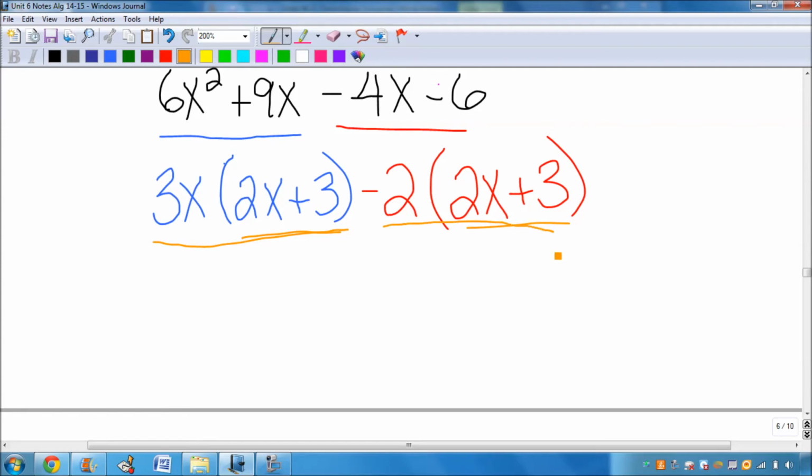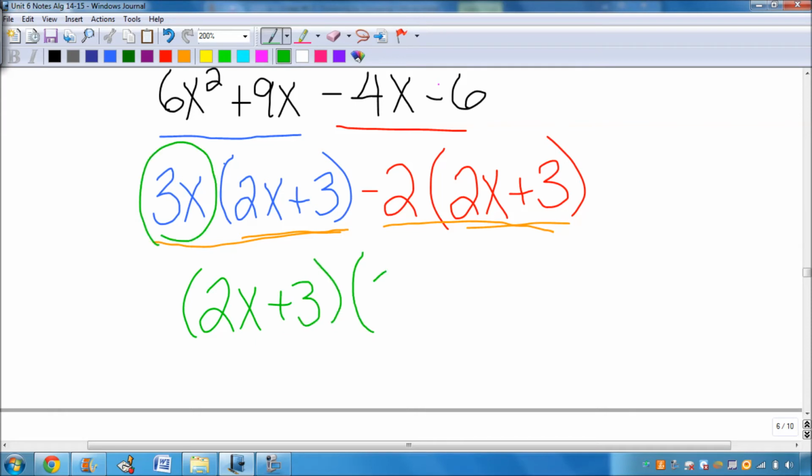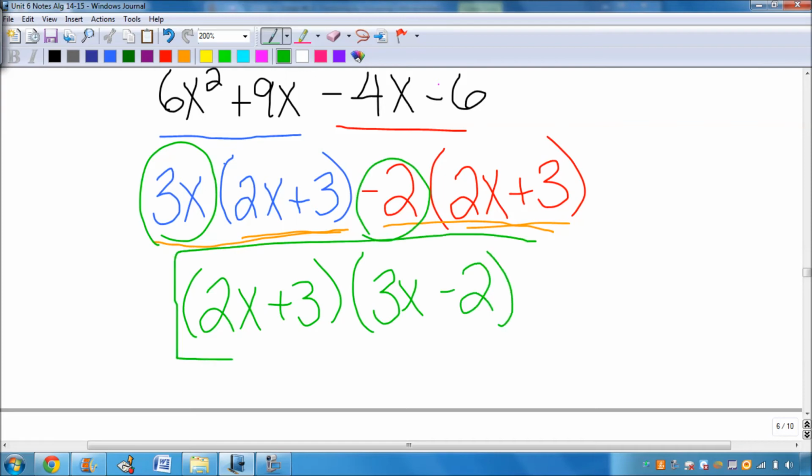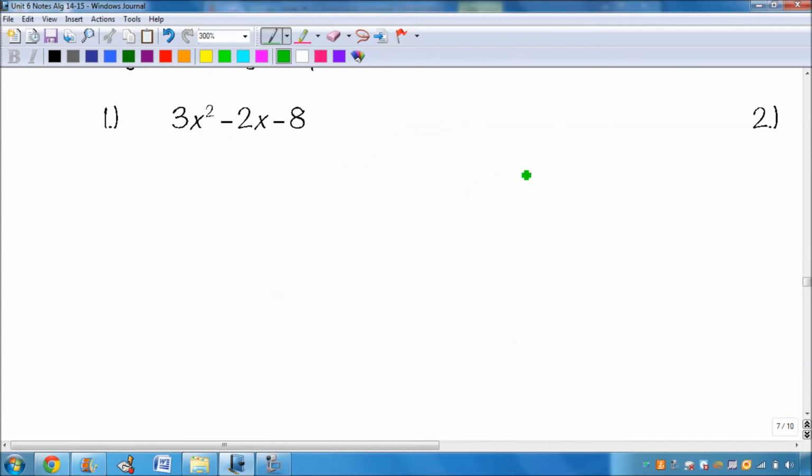Our factors here are the same, and that's the common factor of this first expression right here and the second expression right here. So our common factor is 2x plus 3, and then we factor out what's left over. Well, there's a 3x left over, and then there's a -2 left over, and then I am done factoring by grouping. Okay? All right, on the next page, it says try the following examples.